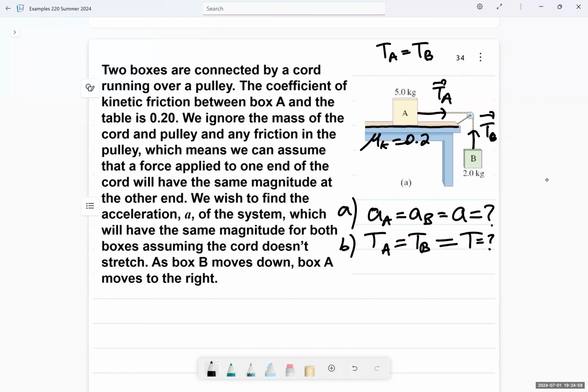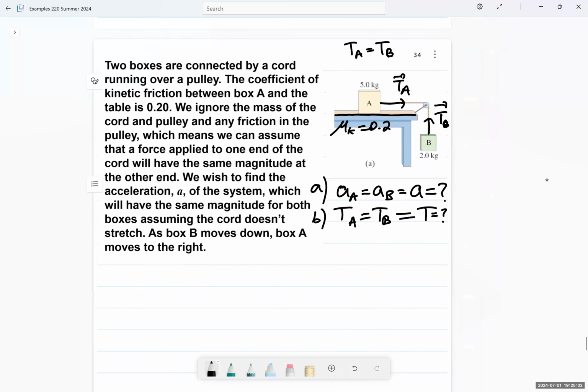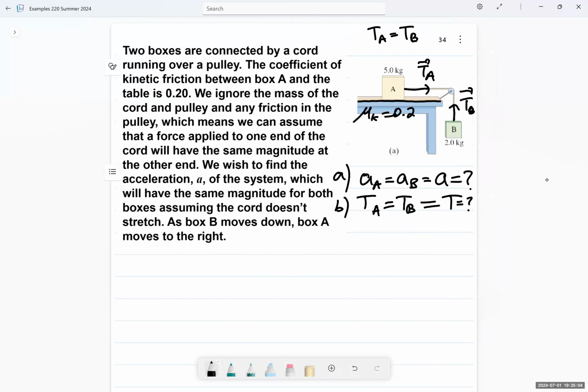All right, so this is our problem: two blocks, and we are given the mass of A, which is 5 kilograms, and the mass of B, which is 2 kilograms. Those are the things that are directly given to us. And obviously we're given the coefficient of kinetic friction, which is 0.2. Those are the things that are given.